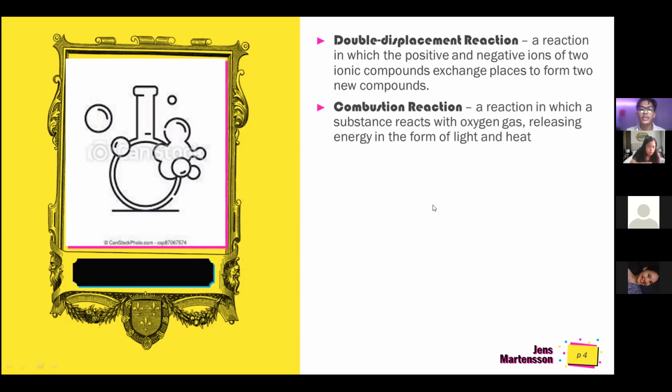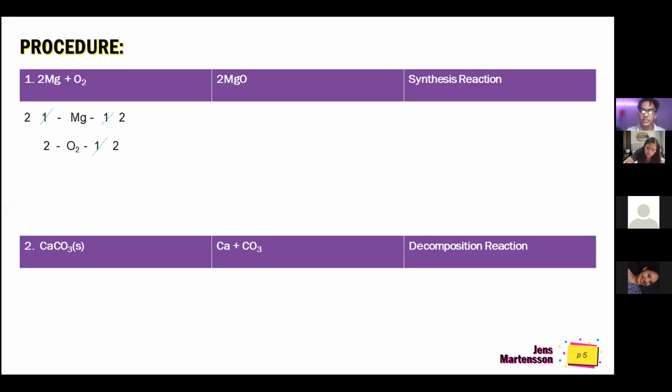So we were given 10 reactants to predict their products and balance their chemical reactions. And for the first two reactants, may I call in Miss Gapa? So let's proceed to number 1.